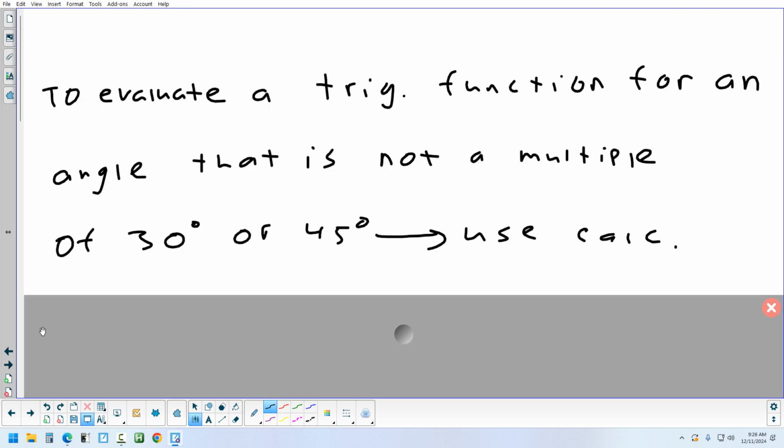So what do you do if I give you something like the tangent of 12 degrees? Well, that's not a multiple of 30 or 45. We plug it in. Okay, we use the calculator. Now I said technically on the unit circle you can also do multiples of 15. It's going to be a little while before we learn how to do the 15 and the 75.